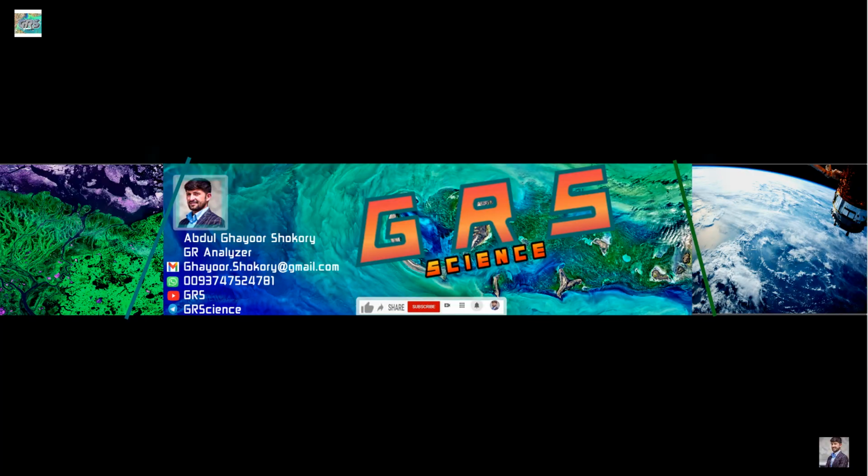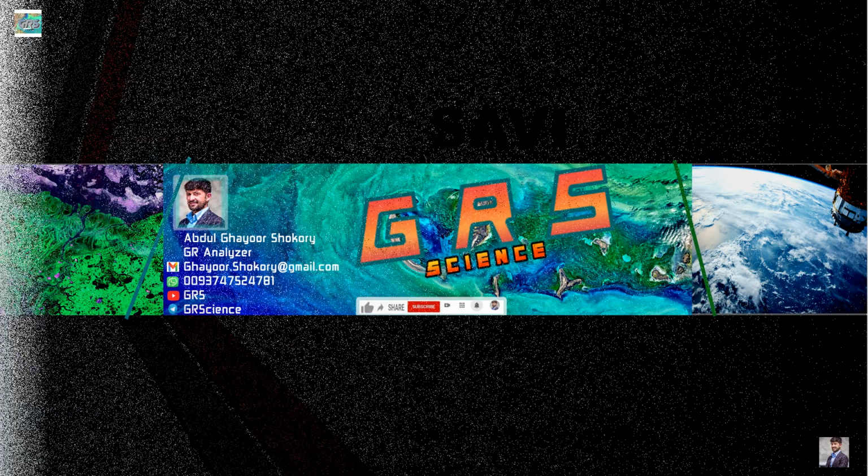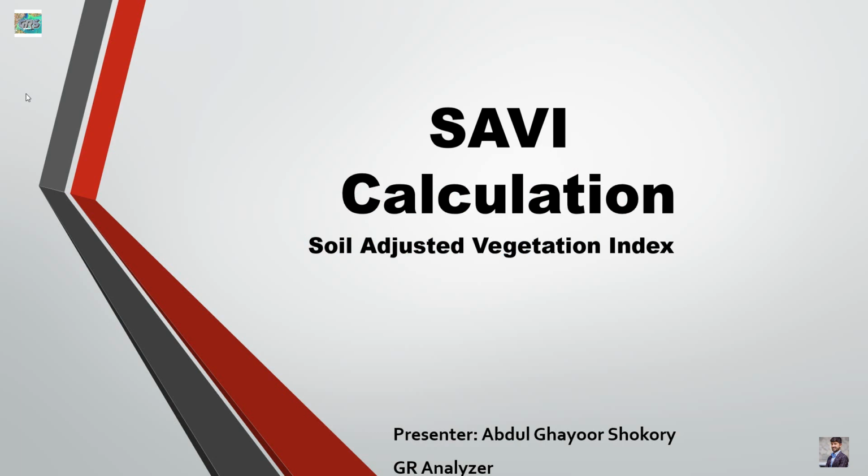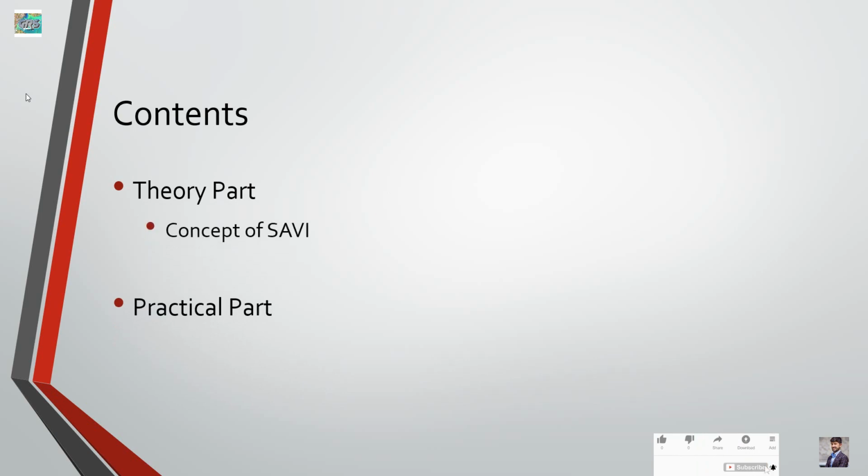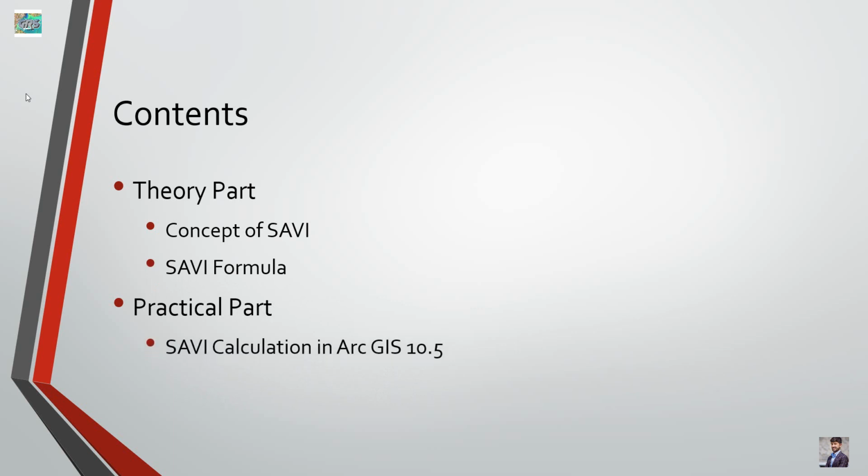Today we will discuss SAVI calculations. SAVI means soil adjusted vegetation index. This tutorial includes a theory part and also a practical part. The theory part includes the concept of the index, the soil adjusted vegetation index, and the SAVI formula. The practical part includes a SAVI calculation in ArcGIS 10.5.